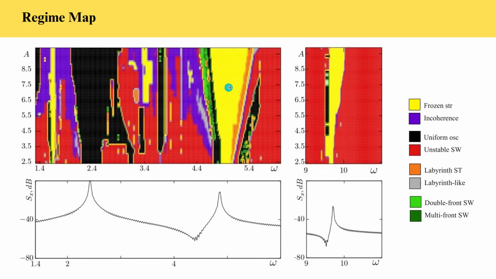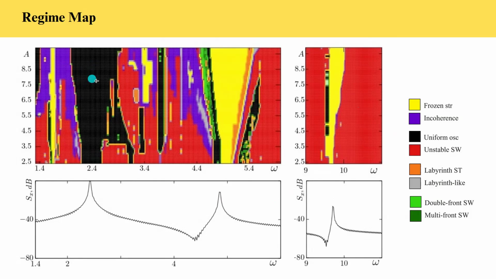frozen structures, where clusters of neurons form with fixed spatial localization. These frozen structures maintain their spatial layout over time, even though the nodes within the clusters continue oscillating. Another regime is incoherence, which is marked in the violet region, where the oscillations become disordered with significant phase difference even among neighboring nodes.